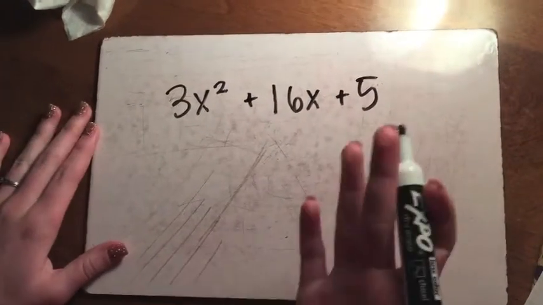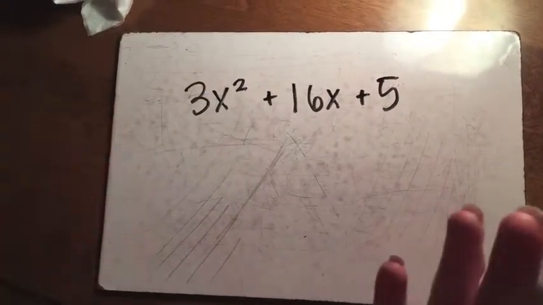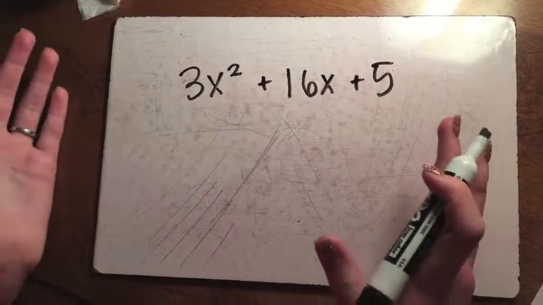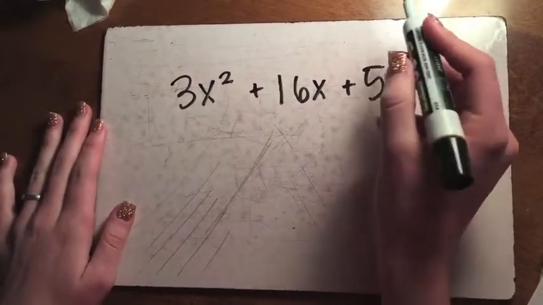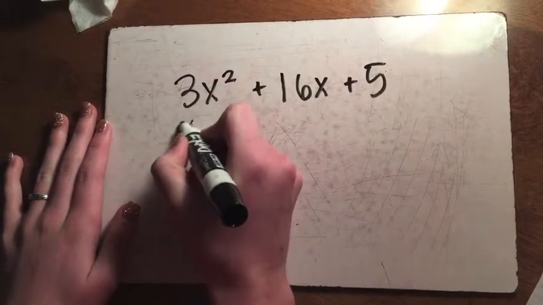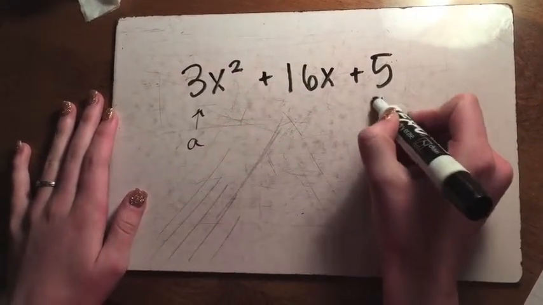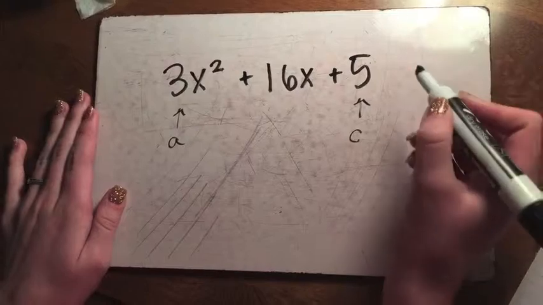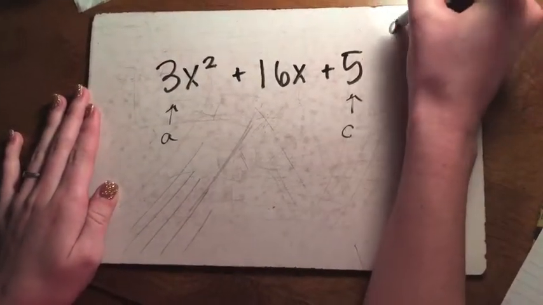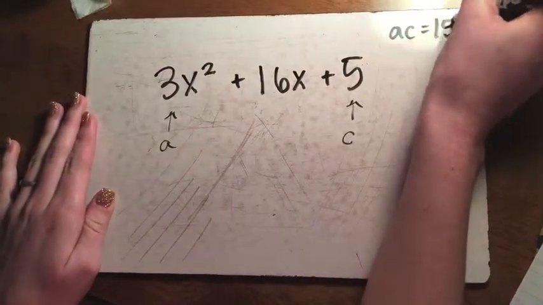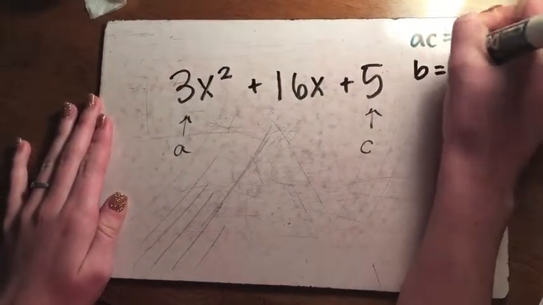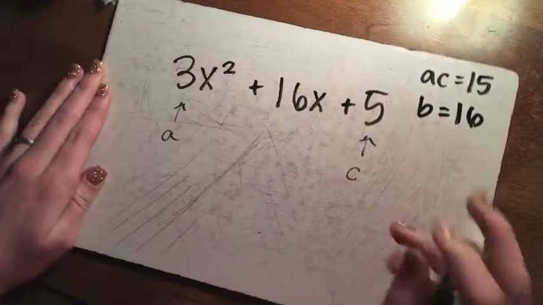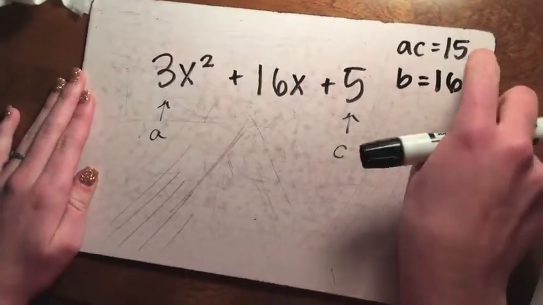So the first step, like we said before, is to take out a GCF. 3, 16, and 5. We don't have a GCF. So what we do is we multiply AC. This is A right here. This is C. 3 times 5 is 15. And B is 16. So we need to find numbers that add to give us 16 and multiply to give us 15.